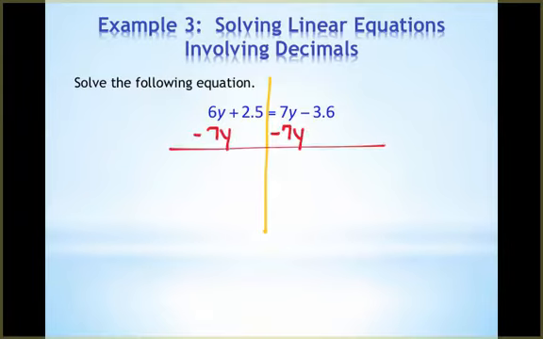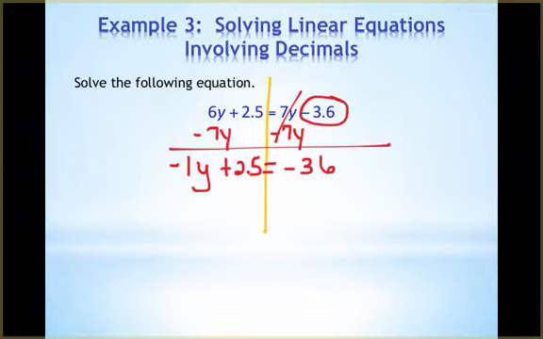6y minus 7y would be negative 1y, or just negative y, plus 2.5 equals, and then the other side would be negative 3.6. Notice that there's a negative in front of your 3.6. Now we're going to subtract 2.5.